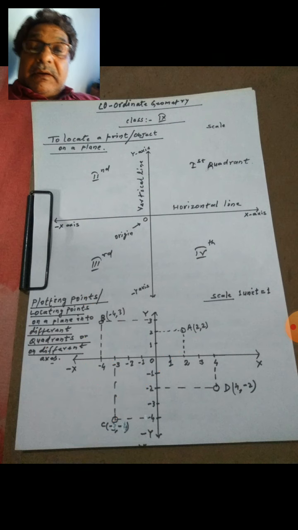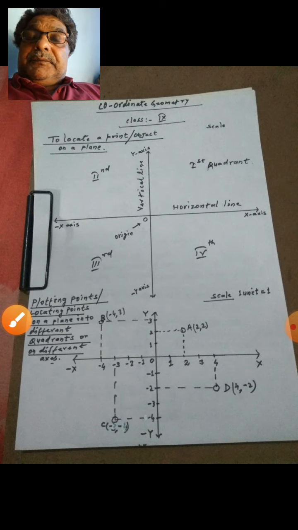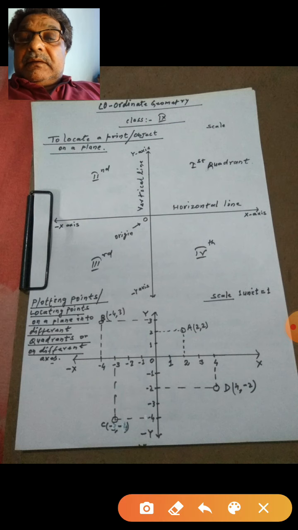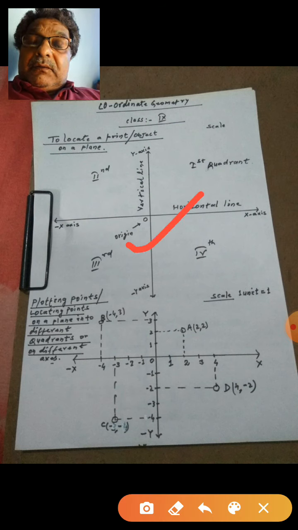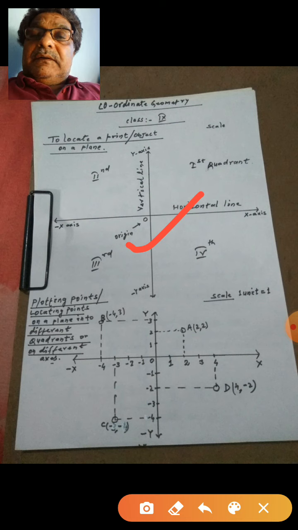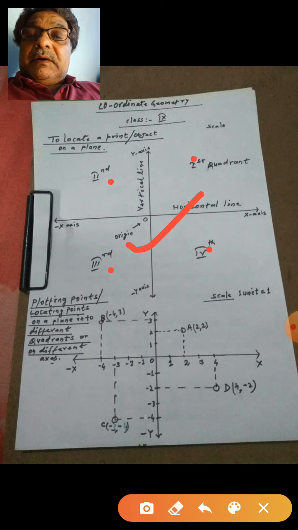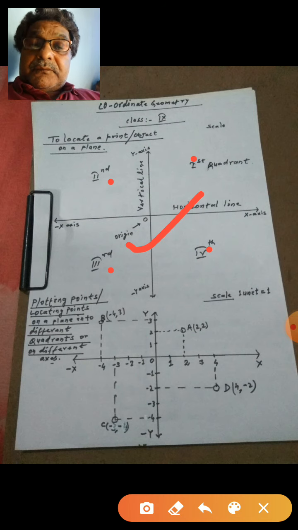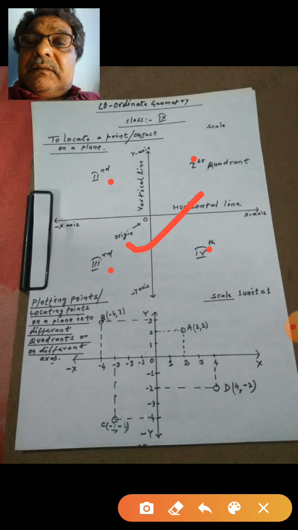Okay, students. Now we want to locate these points on a plane surface. For this, we have already drawn a figure here. Now we will see how the given points are classified into different quadrants, or where they belong. For this, we consider quadrant by quadrant.